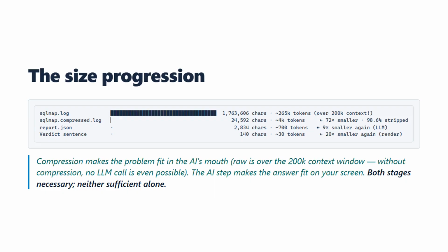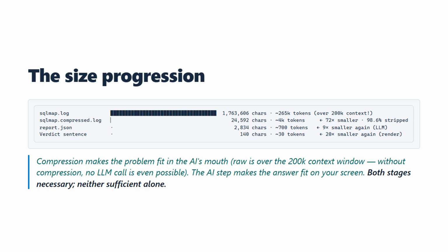This is the slide that explains why the whole pipeline exists. Look at the size progression. Top bar, sqlmap.log. The raw output across 6 targets at engagement-grade settings. 1.76 million characters. That's roughly 3 novels of text, 265,000 tokens, over the model's 200,000 context window all by itself. Without compression, no LLM call is even possible.